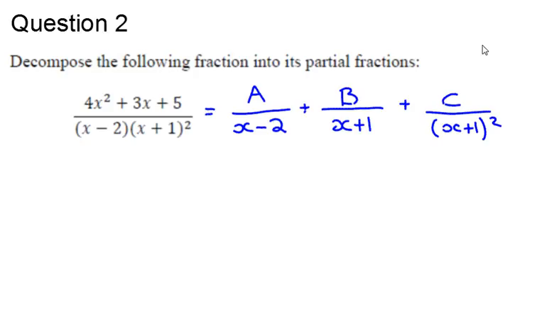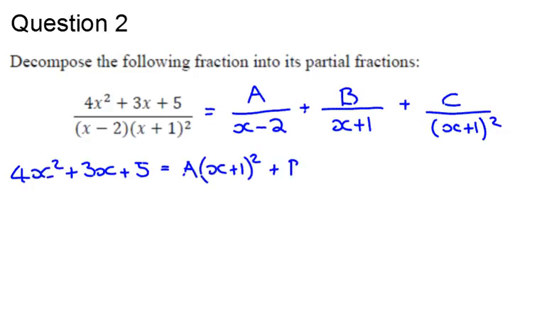And in doing so, we've now got 4x squared plus 3x plus 5 is equal to a times by whatever was missing when we actually multiplied by the LCD. So that's x plus 1 squared plus b. What's missing in that denominator is we've got our x minus 2, and we've got our x plus 1 plus c. What's missing there is the x minus 2.